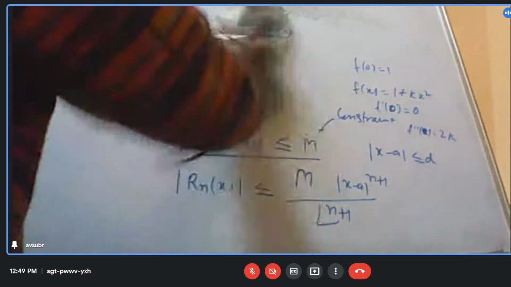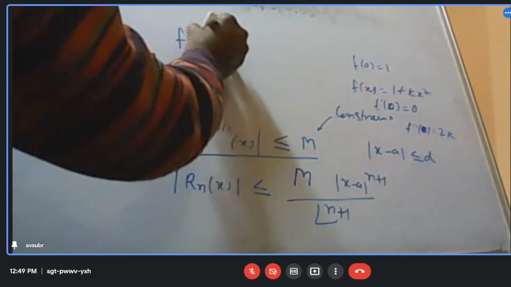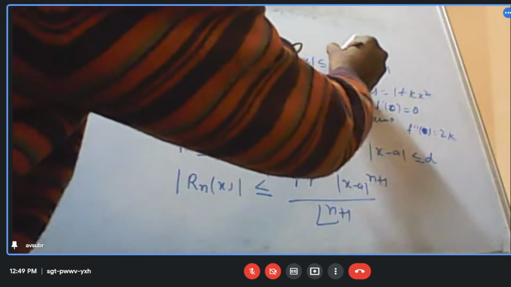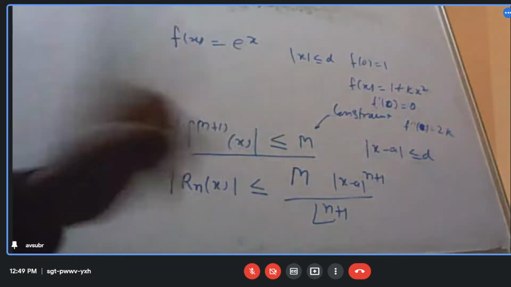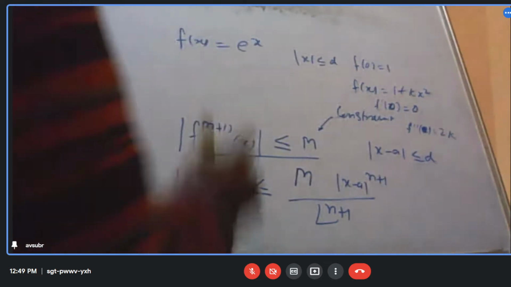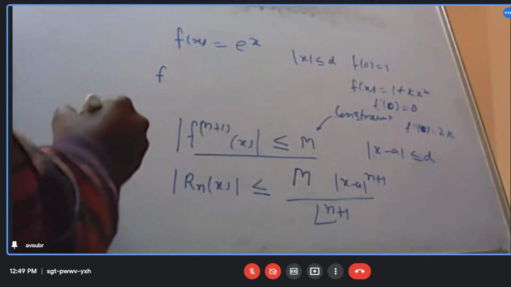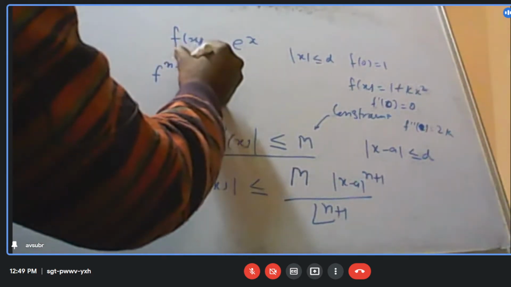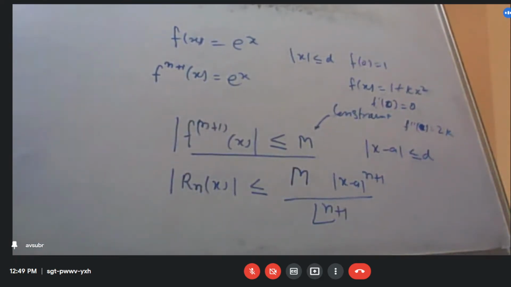Now suppose I have been given a function, e to the power x, let us say, and this is constrained within some range d. A is 0 over here, meaning I am talking about x equal to 0. So the n plus 1 derivative will be equal to what in this case? Tell me. The n plus 1 derivative of this will be what? E to the power x. It will remain e to the power x.